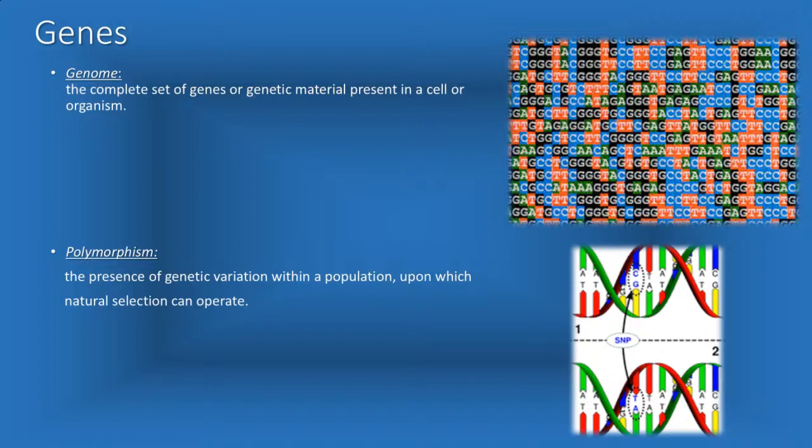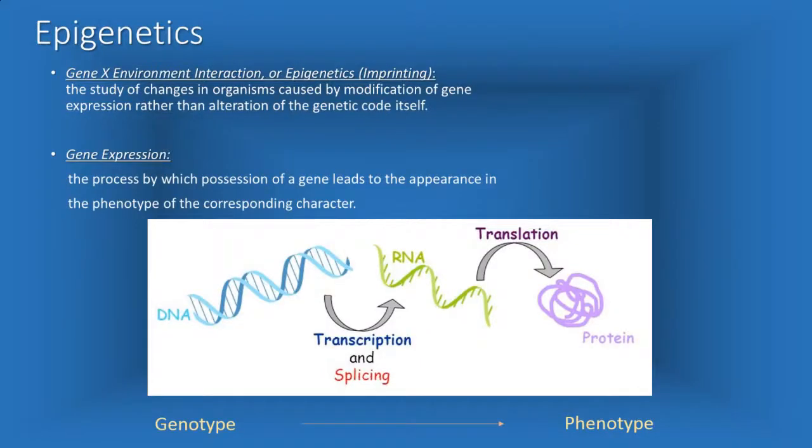So anyway, we'll leave it at that. Genome, polymorphism, both cool and important stuff. But let's move on to the last part of our lecture about epigenetics, how genes and environment can interact to influence our behavior. Epigenetics is often also referred to as imprinting.